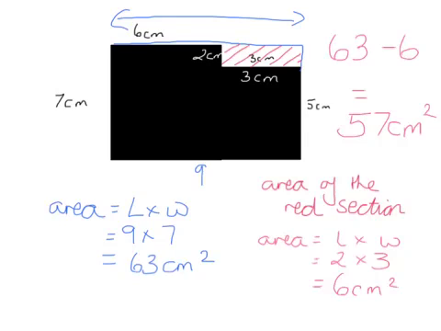So we've looked at 2 ways of working out compound area. One was to split it into 2 shapes, call one A and one B, and add them together. The other one was to work out the area of the whole shape all the way around, and then to subtract the shaded red section at the top. Both of those ways gave us the same answer.